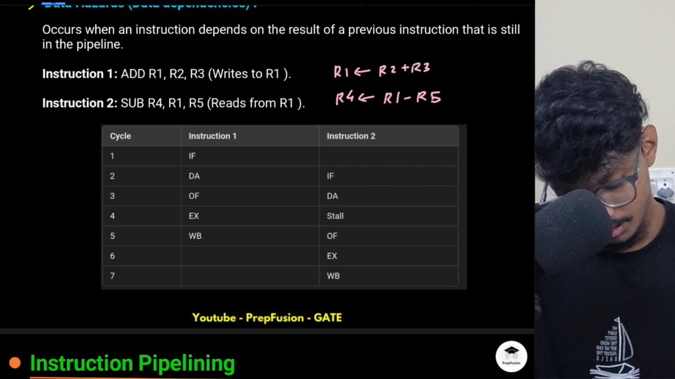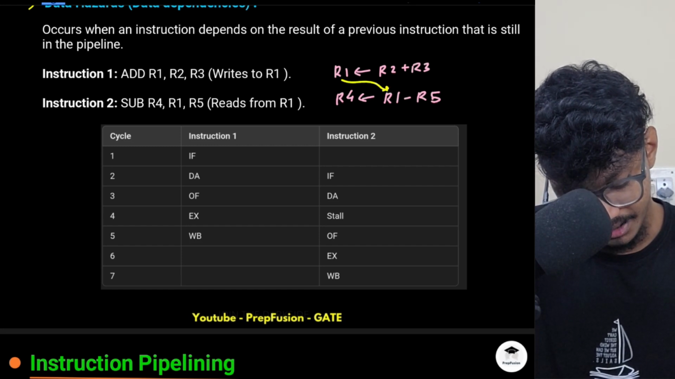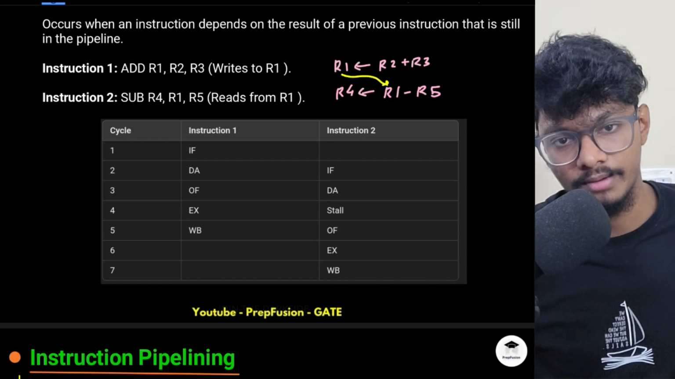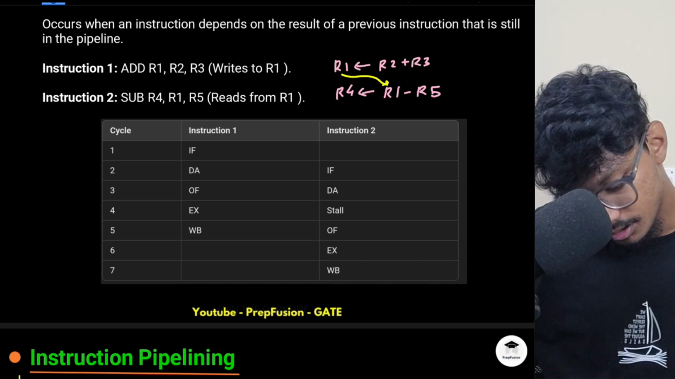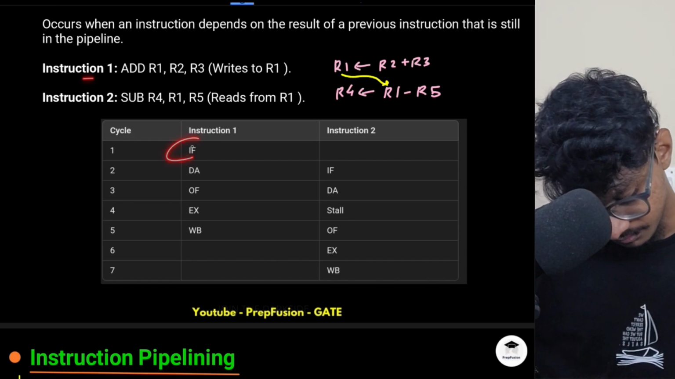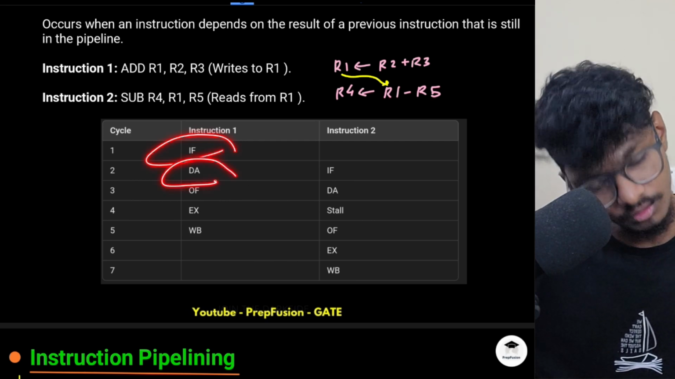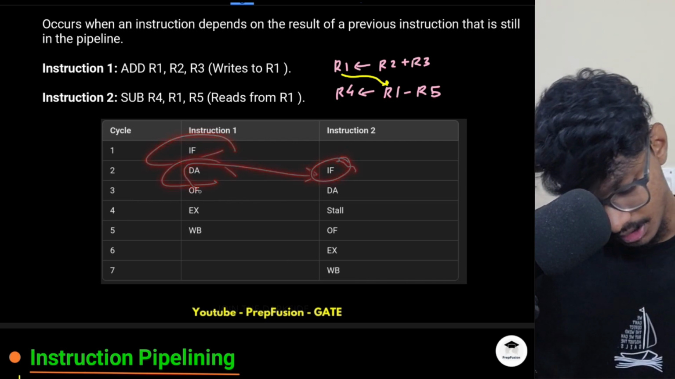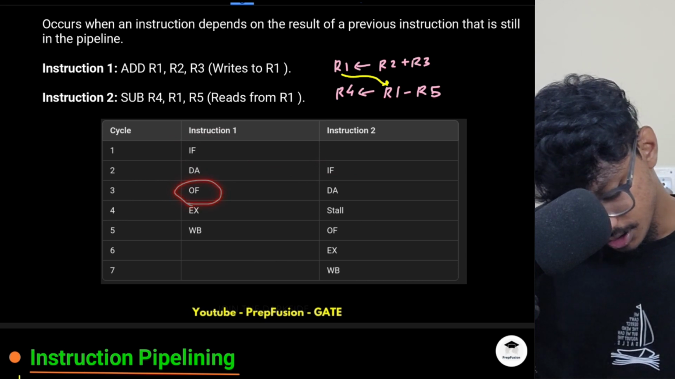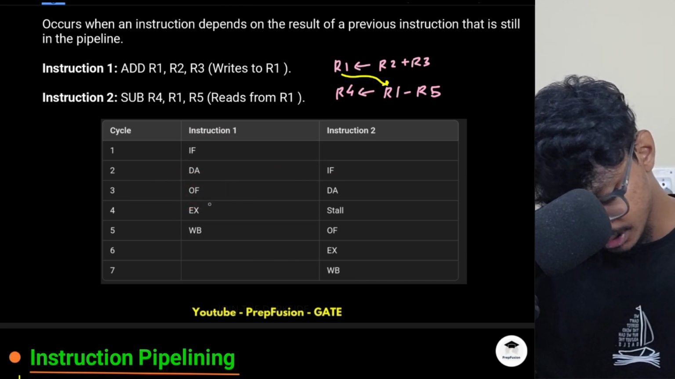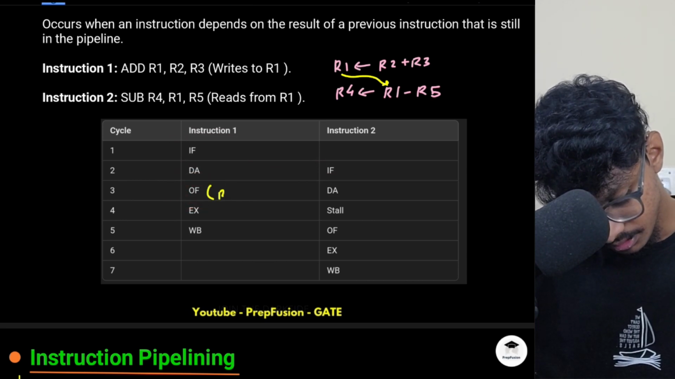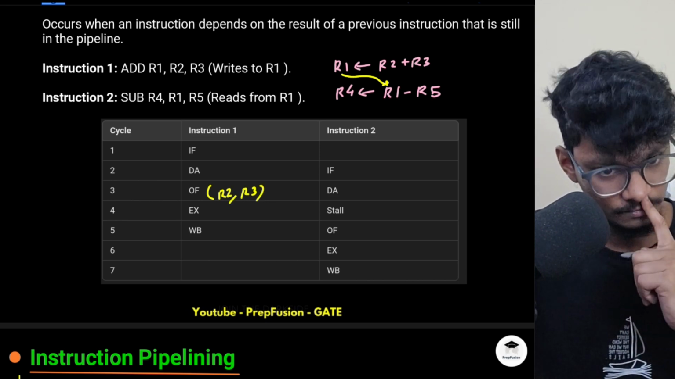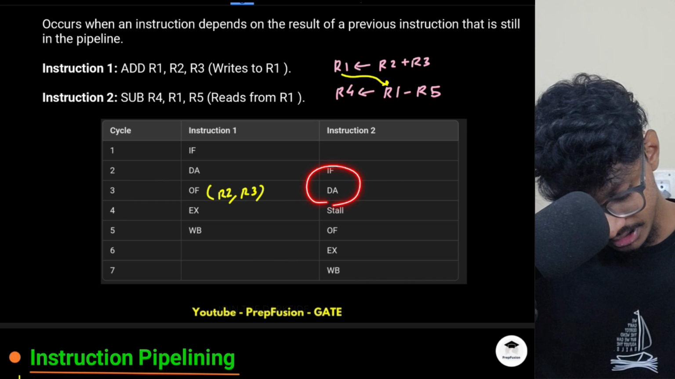Obviously I had to use this updated R1 value here, but if I simply use pipelining, what will be the problem? Let's see. First I fetch instruction I1, then the control unit decodes it, and simultaneously I fetch instruction I2. Then I do the operand fetch, which fetches R2 and R3. Meanwhile I2 is being decoded.